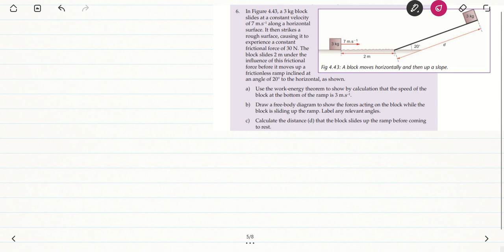We're going to do this example only for today, and then I'm going to post another video tomorrow where we're going to be doing conservative and non-conservative forces. Okay, so let's read the question.